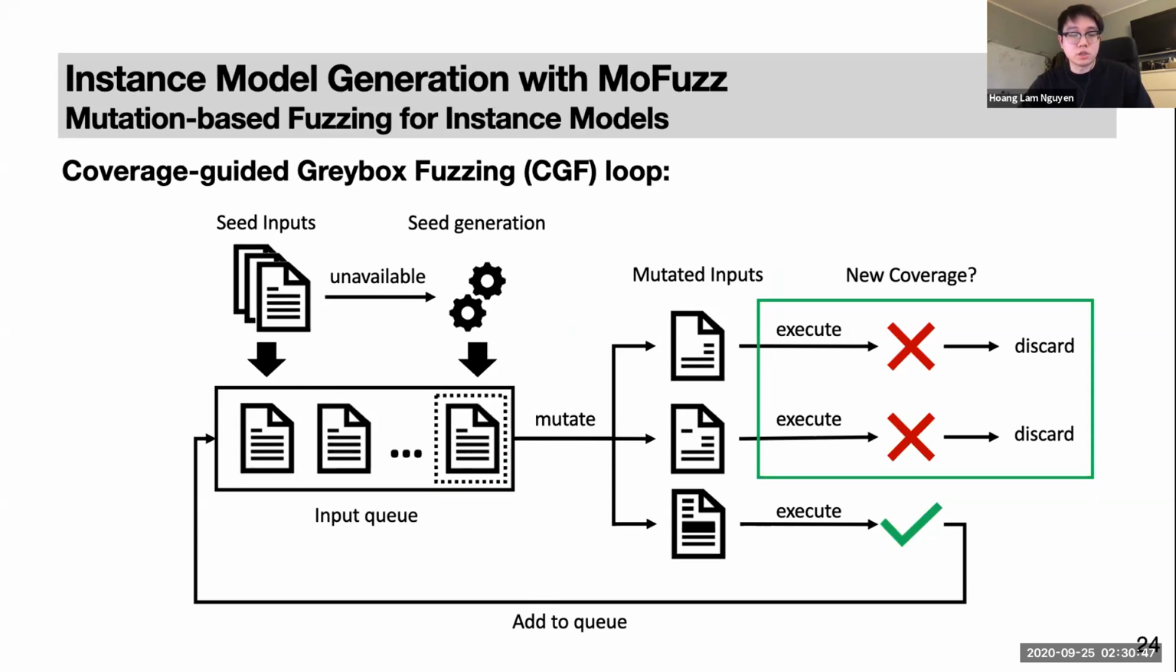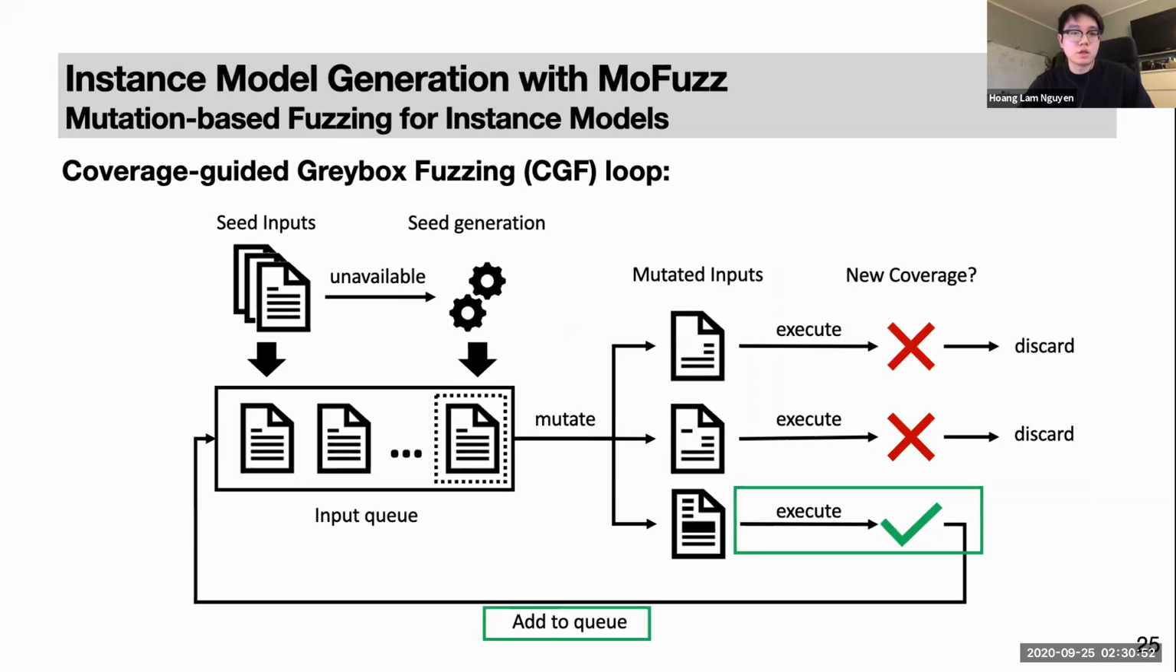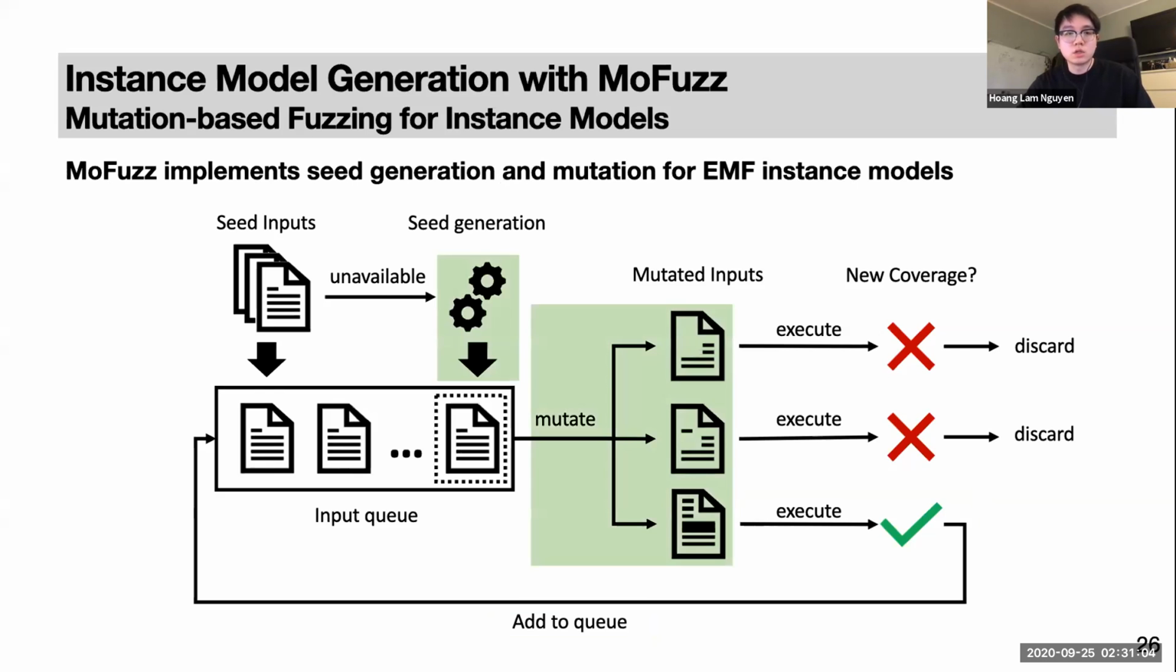In the case that the mutants do not increase coverage, they will simply be discarded. If they happen to increase coverage, they will be added to the queue. And this fuzzing loop will continue until a predefined timeout has been reached or it is manually stopped. So in our approach, we adapt this generic fuzzing loop by providing methods for seed generation as well as mutations adapted to inputs that are based on models.